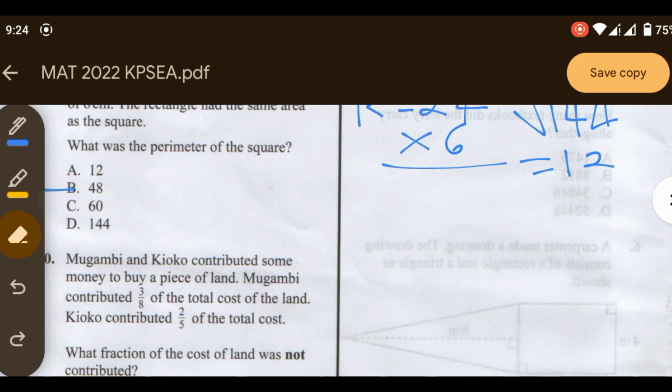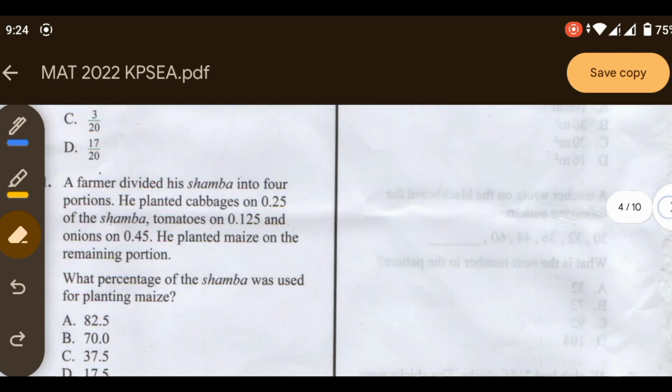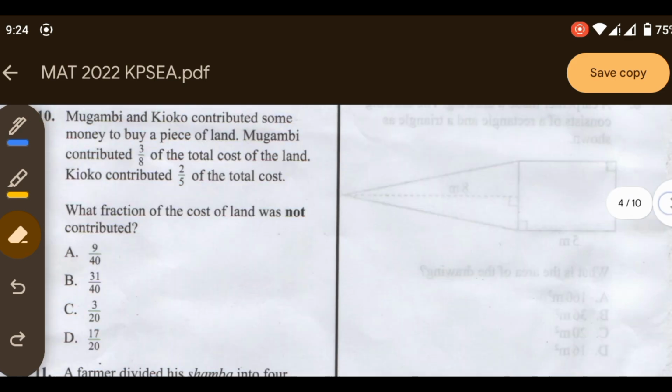Mugambi and Kyoko contributed some money to buy a piece of land. Mugambi contributed 3/8 of the total cost of the land. Kyoko contributed 2/5 of the total cost. What fraction of the cost of land was not contributed? So to find the total cost not contributed, we need to find the total contributed first. So Mugambi contributed 3/8.